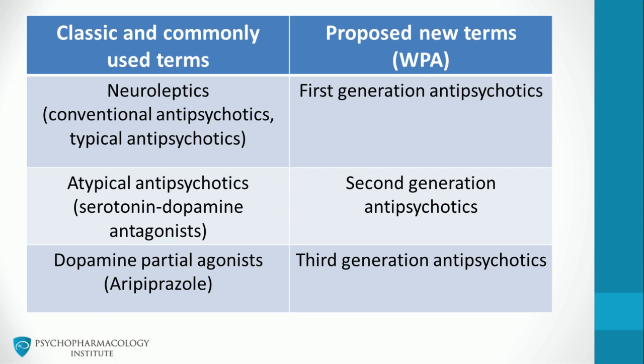The term atypical antipsychotics is the most commonly used for second-generation antipsychotics. Based on their shared pharmacological properties, these drugs are also called dopamine-serotonin antagonists. Drugs that act as dopamine partial agonists fall under the third-generation antipsychotics category. Currently, the only FDA-approved drug in this group is aripiprazole.